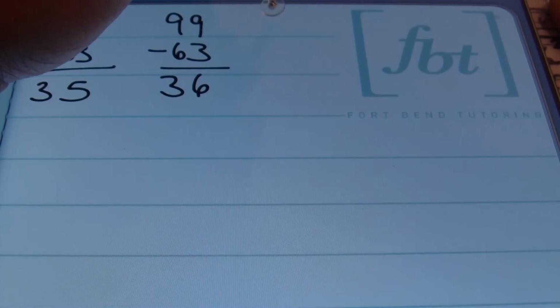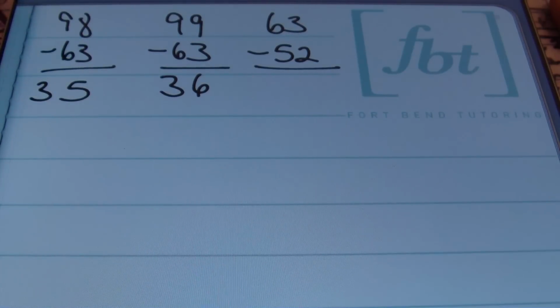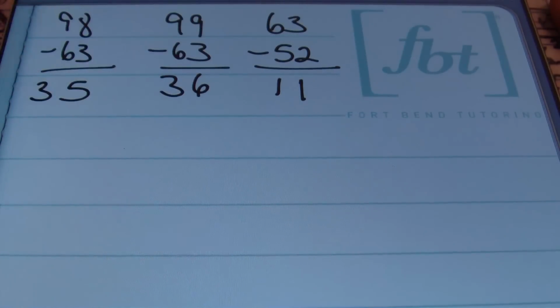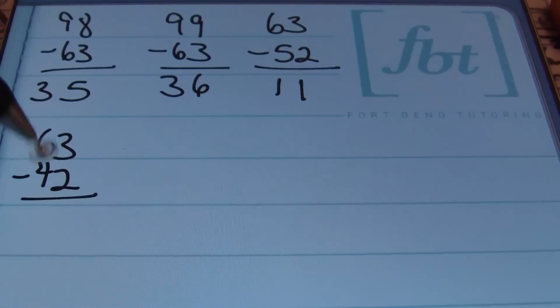Then you end up with 63 minus 52. Remember, I need the positive difference between these values. So this is going to be 63 minus the 52 to ensure that I end up with a positive result, all right? So notice how I purposely put the larger number on top to ensure that I get a positive result when finding the differences here. Next up, I have 63 minus 42. This gives me 21 as a difference.